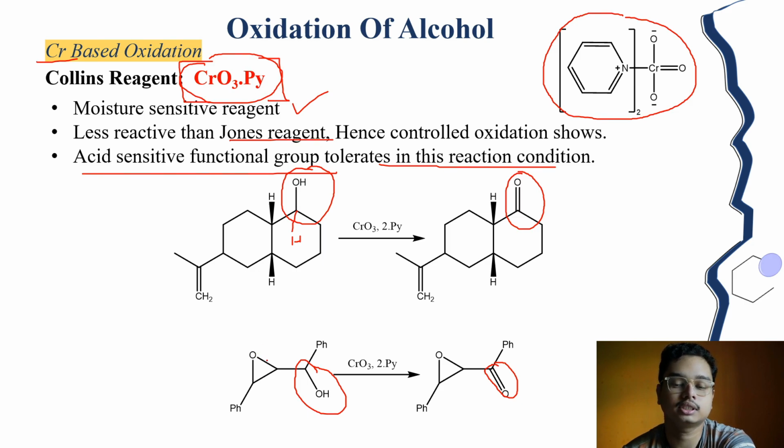The epoxide might possibly break because this lone pair will attack the hydrogen or the proton source in the reaction mixture. But in the case of Collins reaction, that doesn't happen.